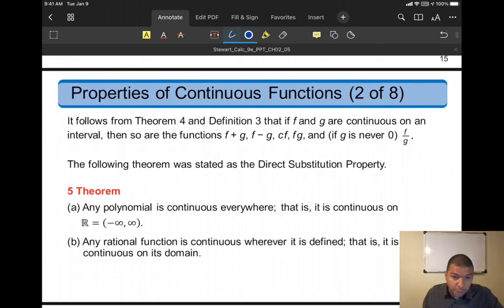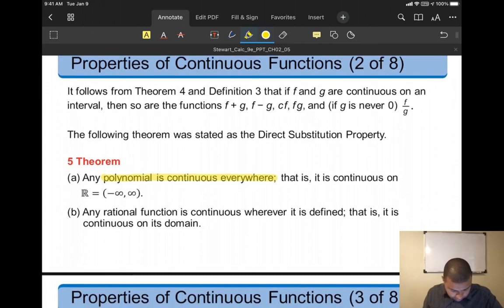Some other interesting properties: polynomials are continuous everywhere, all of them, and they just come straight from the direct substitution property we discussed last video. And with all of these properties, polynomials are nothing but sums and multiplications. So we're good on that front. A rational function is continuous where it's defined. So unless possibly at the denominator, at the zeros of the denominator, I mean, right?